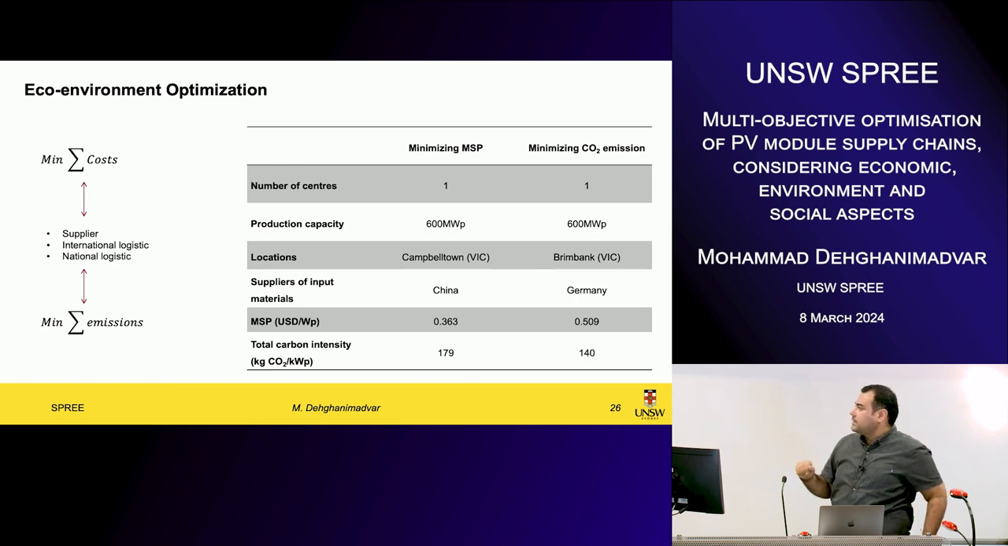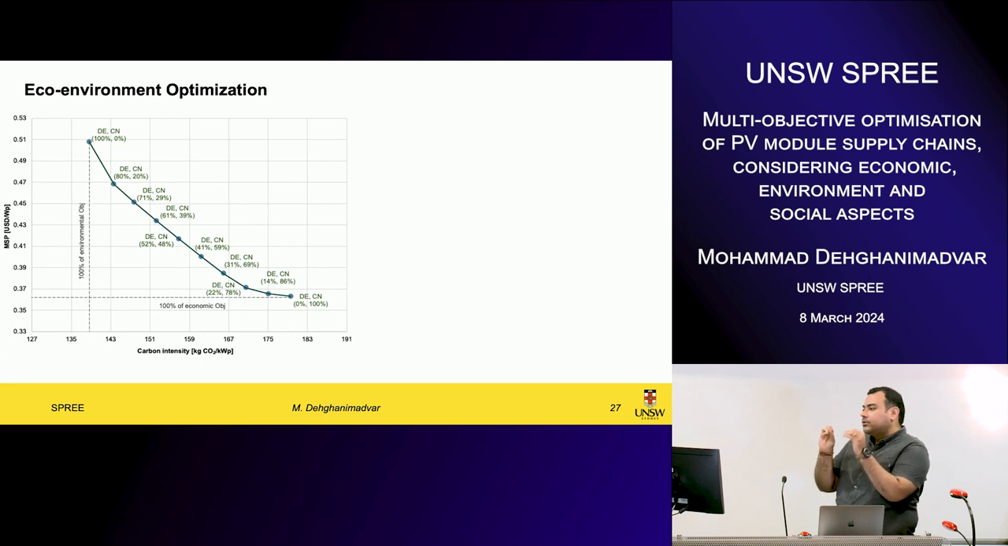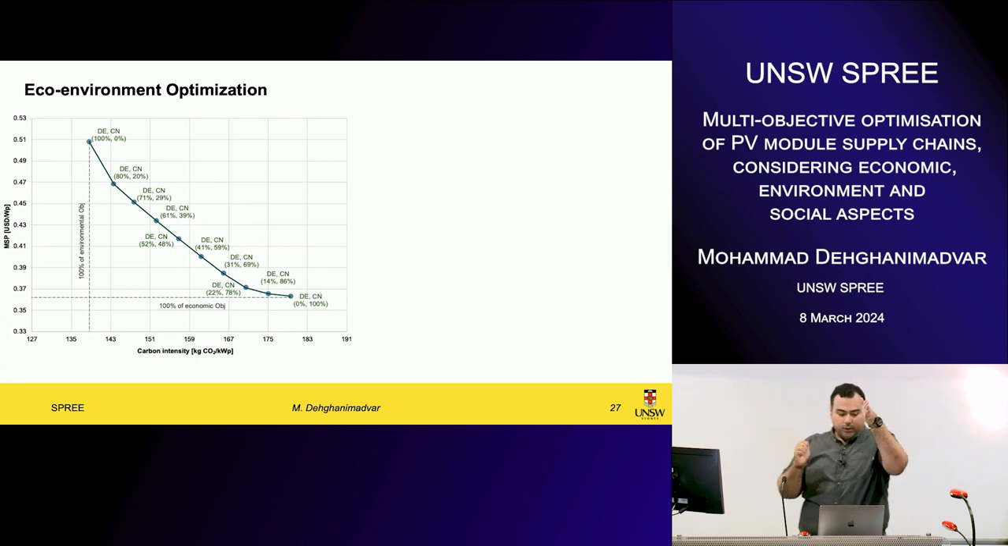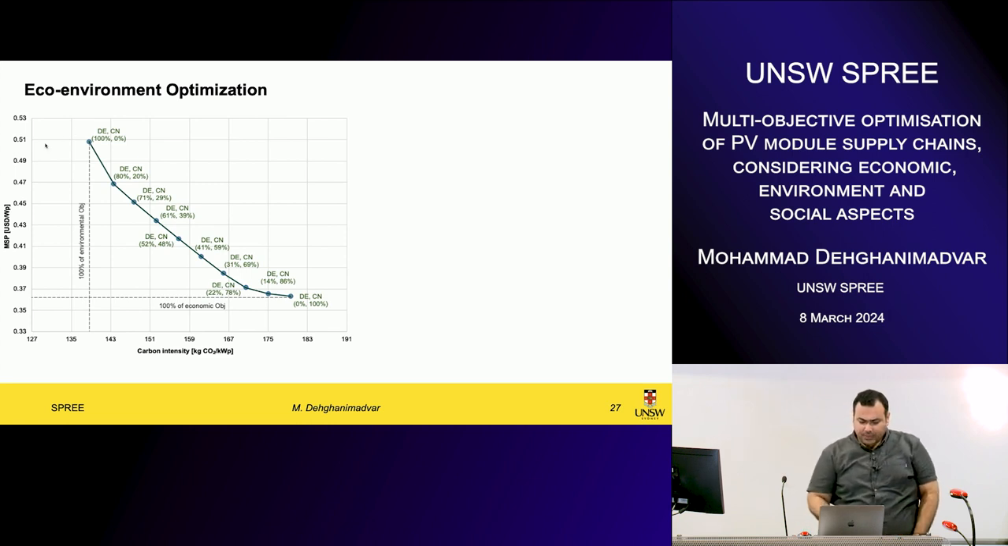In total, your carbon intensity would be 180. So in order to find the trade-off between this point, what I did was set the model to go green completely. The model says, okay, 100% everything from Germany. And your price would be around 51 cents per watt. And then you 100% achieve your environmental objective.